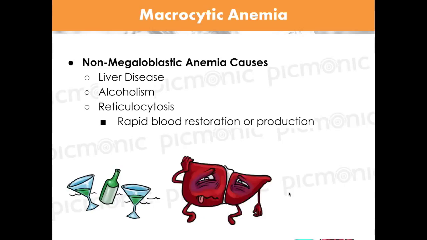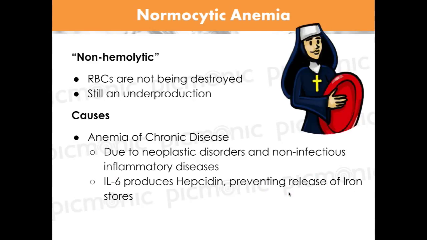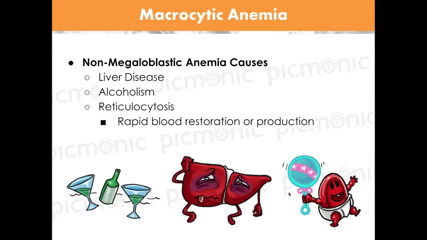Okay, so what would cause it? So liver disease does, alcoholism does, reticulocytosis. So if you're getting transfused or you have blood products given into you, what ends up happening is you have this stimulus that tells your cell membrane to grow, but your nucleic acid is being produced, but not as quickly as the membrane is. Okay. All right. So those are the macrocytics.